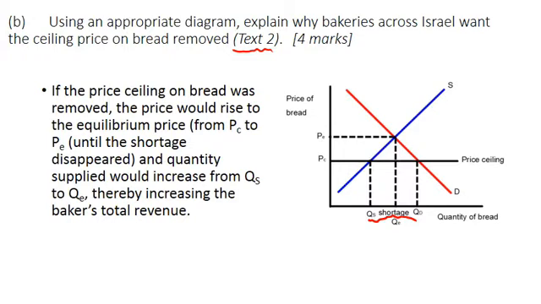Now we want to be able to explain why bakeries want the ceiling on price removed. Well, if the price ceiling on bread was removed, then being quite precise, we can say the price would rise to the equilibrium price, in other words, from PC to PE until the shortage disappeared. And the quantity supplied would increase from QS to QE, thereby increasing the baker's total revenue. So the explanation would get you the other 2 points.